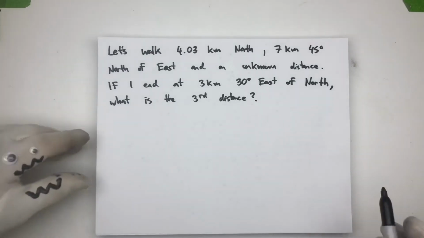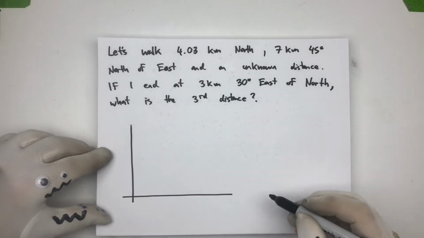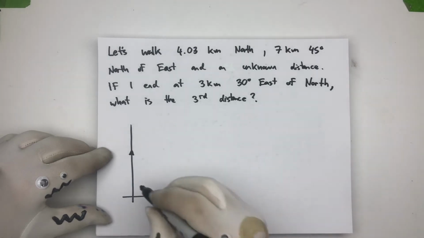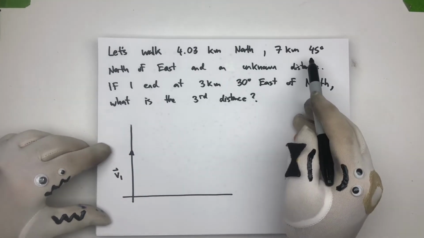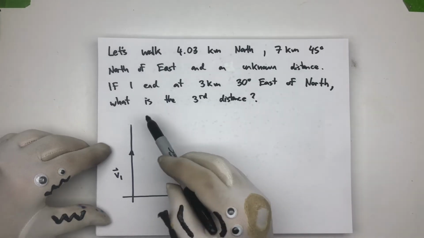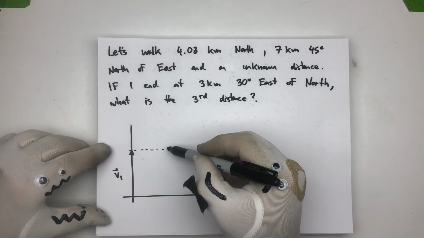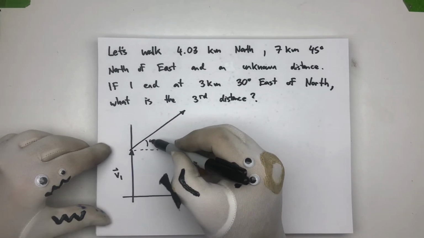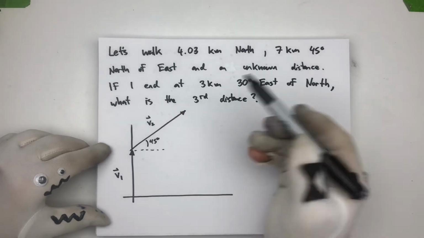First things first, you always draw a picture. So 4.03 kilometers north, so there it is. That's vector 1. Vector 2 will be 7.3 kilometers, 45 degrees north of east. Which way is east? This way is east, and north of east is this way, so it's going to be like this. And that's going to be 45 degrees. And this is vector 2. Okay, and then something I don't know.